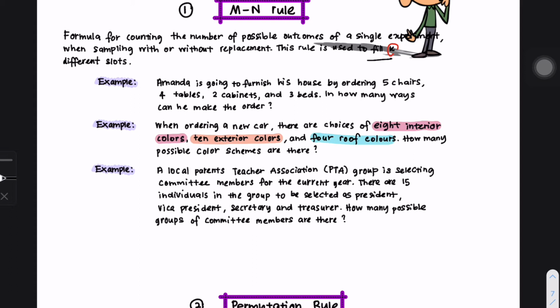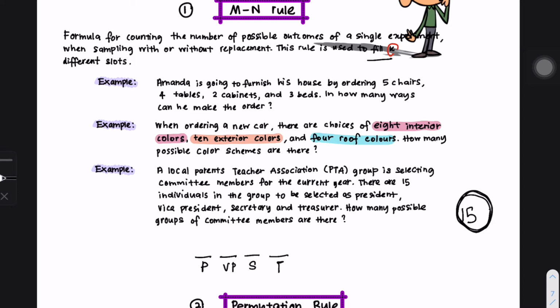Okay, so now you see you have 15 individual dan kita nak pilih position pertama presiden, position kedua vice president, position ketiga secretary dan position yang keempat adalah bendahari treasurer. So how many possible group? Berapa banyak possible group yang berbeza yang dapat kita bentuk yang mungkin akan jadi committee members of the Parent Teacher Association. So, kita sekarang ada 15 ahli. 15 ahli ni akan dipilih di antara mereka untuk memegang jawatan 4 jawatan ni.